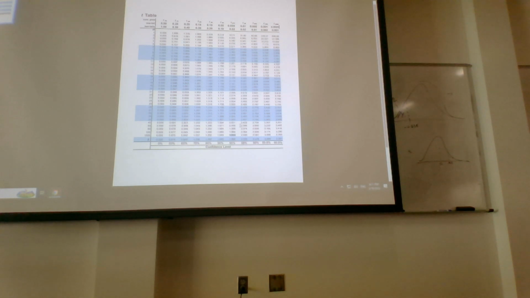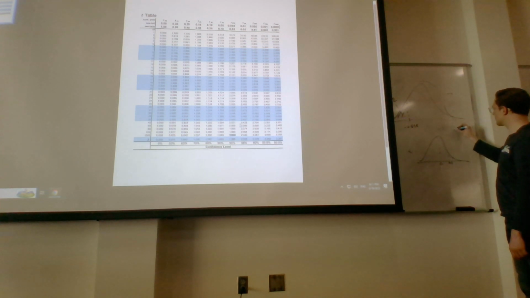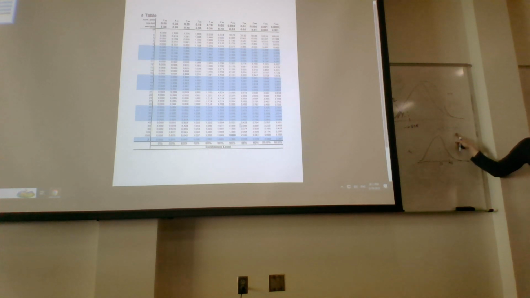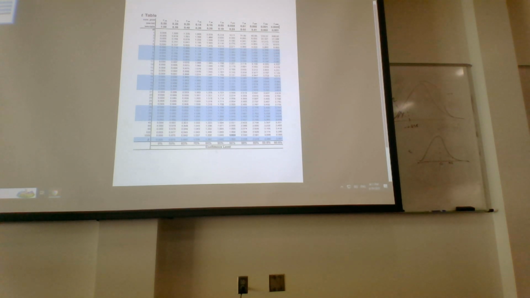Is degrees of freedom always going to be given? Yeah, they might give you your sample size, and if they give you your sample size, subtract 1. But if they say X is T distributed 49, then your degrees of freedom is 49. Okay, T table, Z table.